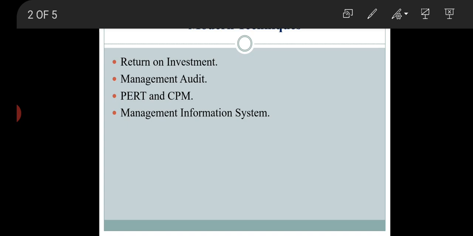A higher ratio means you are getting good returns on your investment, and this ratio is used to assess the effective and maximum utilization of funds invested by the owners in a business. The formula is net profit upon sales into sales upon total investment, so you get return on investment. This is a modern technique used by organizations, where you can get an idea about how much return you are getting on investment, on the basis of which you can take further decisions regarding your investment. Okay, then the next technique is management audit.